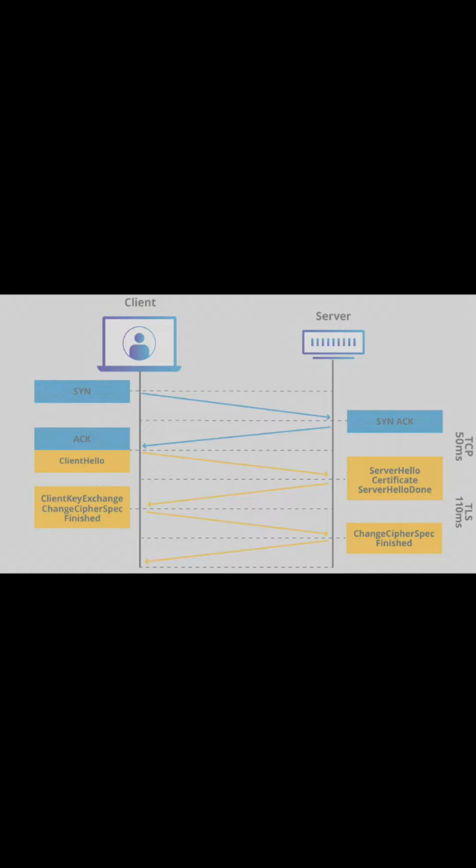The browser then sends a finished message to indicate that it has completed its part of the handshake, and the server does the same. The browser and server now have a shared symmetric key, which is used to encrypt and decrypt all data exchanged between them in an HTTPS session.